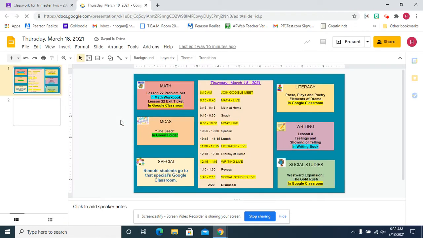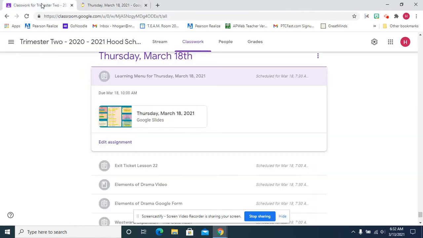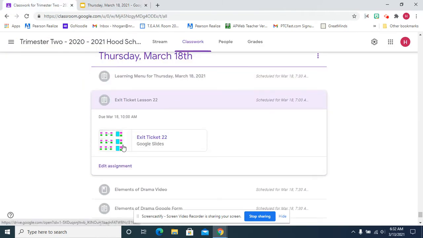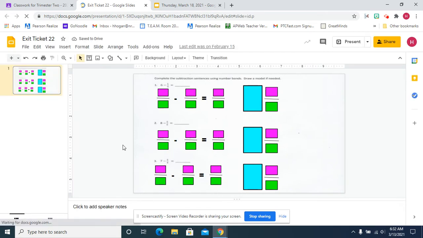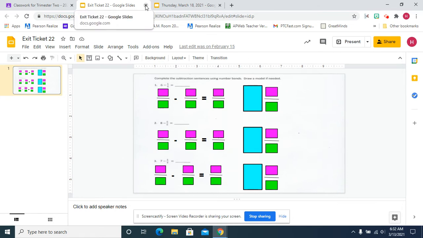And we are starting a new topic, and that is lesson 22. It is more fractions, but we're using whole numbers and subtracting a fraction. So we have done this with addition, so it shouldn't be too hard, but it's different, so we'll practice it. No worries.